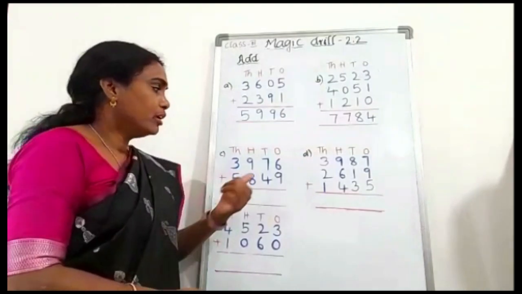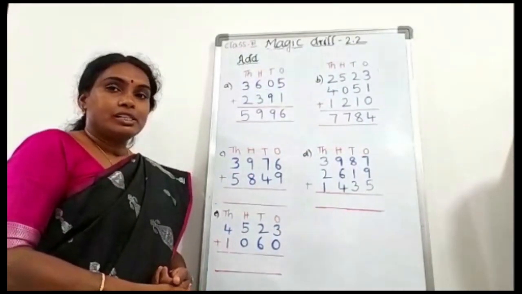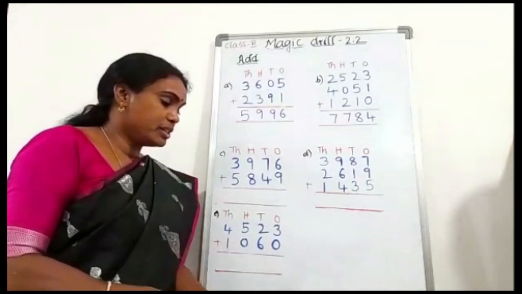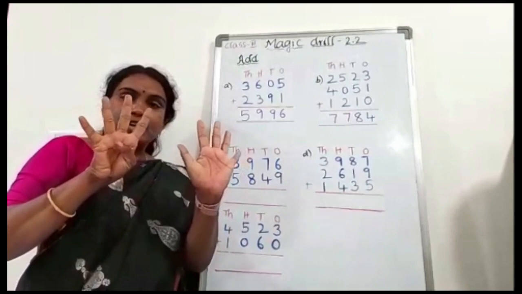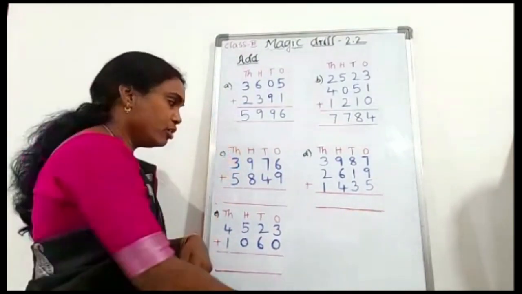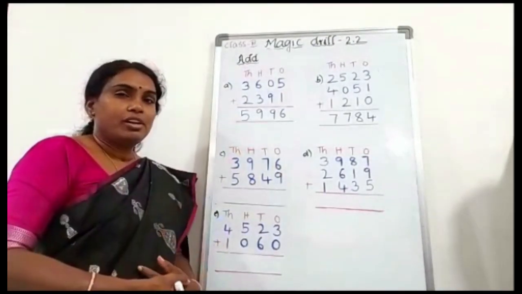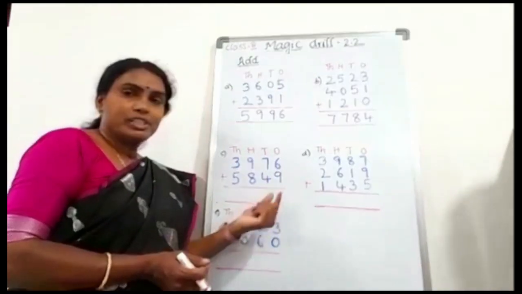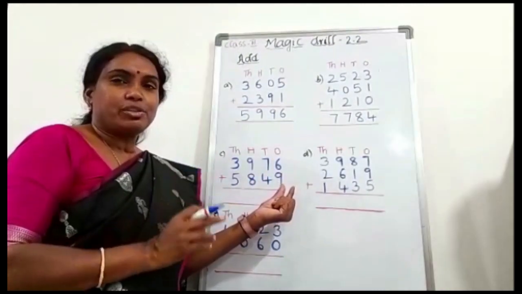Let's see the problem here. First we add the ones column. In the ones column, 6 ones plus 9 ones. 6 plus 9 is 15. 15 is a 2-digit number, so we do not write the 2-digit number here. Why? Because in this place only digits 0 to 9 can fit.